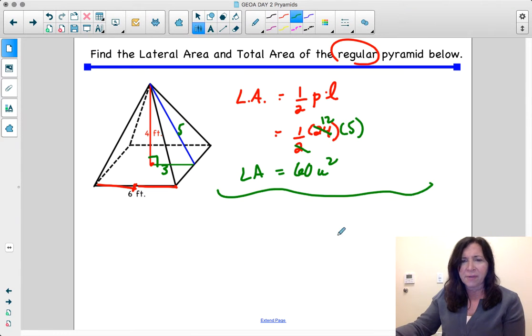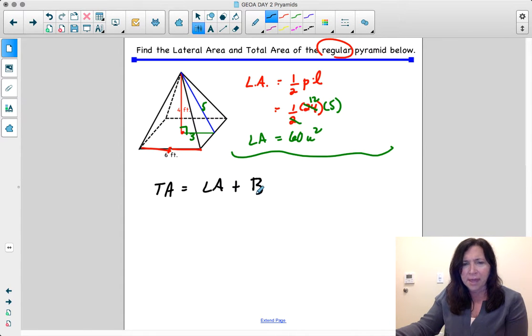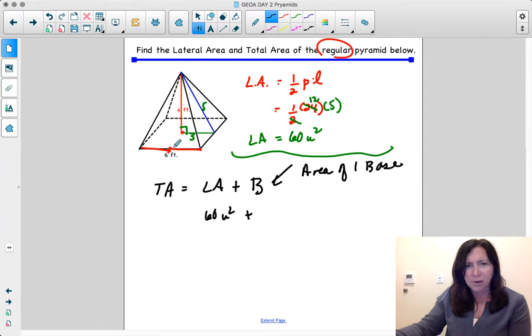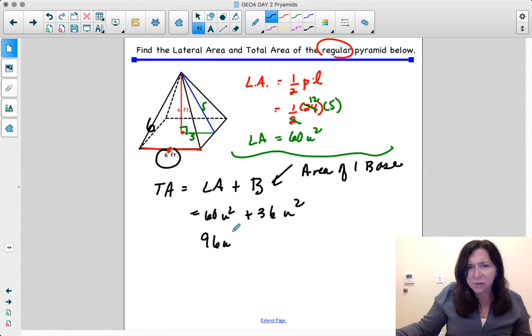So now that we found the lateral area, let's find the total area. The total area is the lateral area plus the area of one base. So the lateral area, which is 60 units squared, plus, again, the capital B means the area of one base. The area of this base is 6 times 6, which is 36 units squared. So 60 plus 36 is going to be 96 units squared. And so that's my total area.